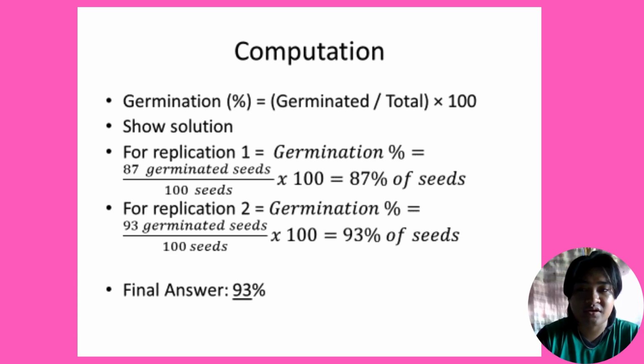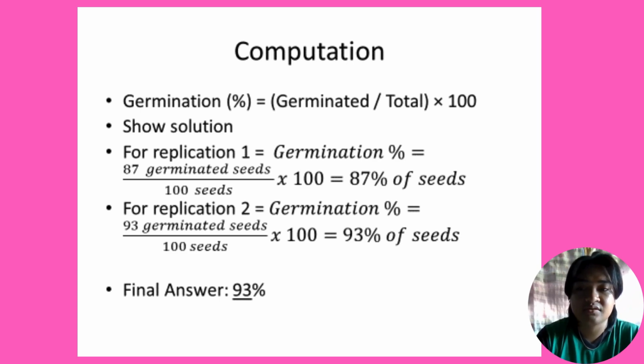For the computation of the germination percentage, we use the formula below: germinated seeds at the top, and at the bottom, total seeds, times 100. It shows that for replication one, 87 divided by 100 times 100 equals 87%.